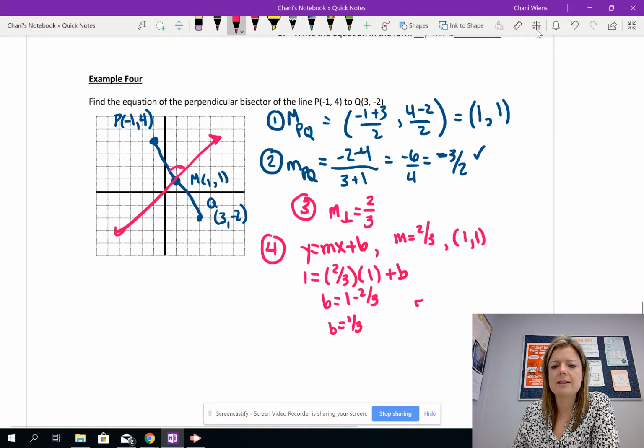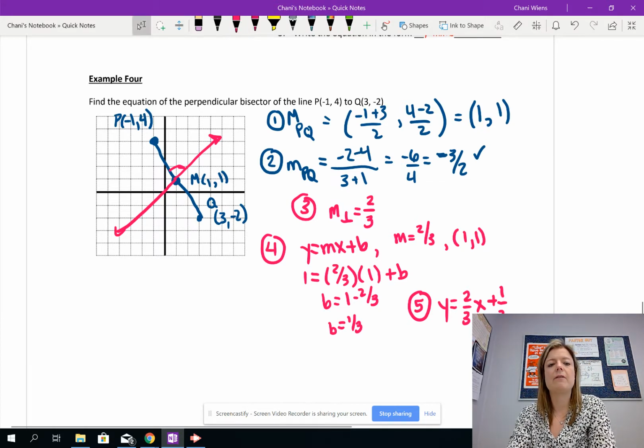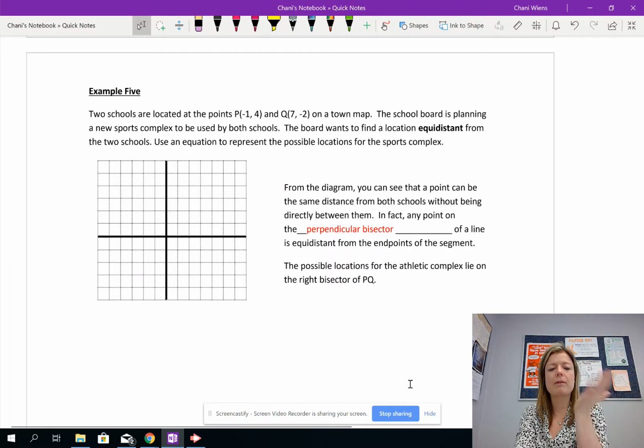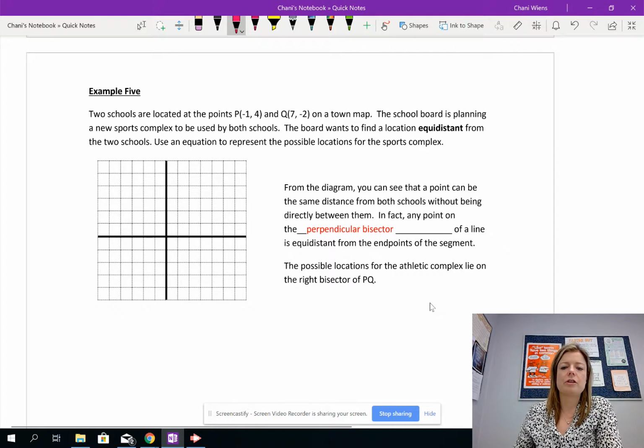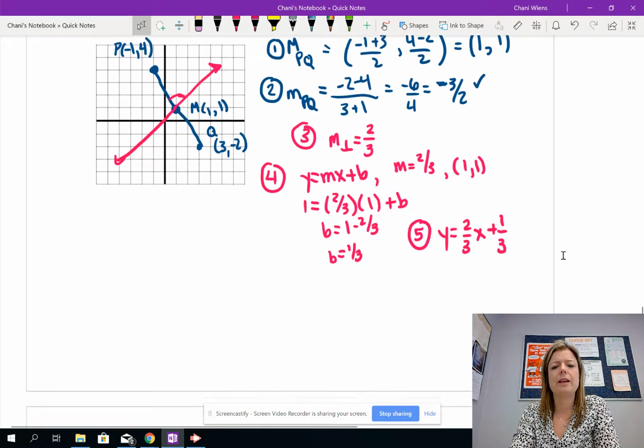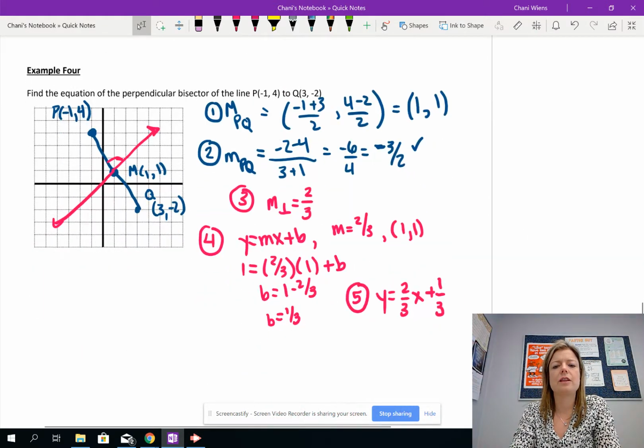So my equation then, step 5, is to write the equation y equals 2/3 x plus 1/3. And that is the equation of the perpendicular bisector to PQ. All right, so this last question is a word problem, but essentially you're just finding the perpendicular bisector of the PQ in this scenario. So I am going to leave that for you to do on your own. The answer is y equals 4/3 x minus 3. So attempt to follow the steps that I have on the previous page, right here, to actually do this.